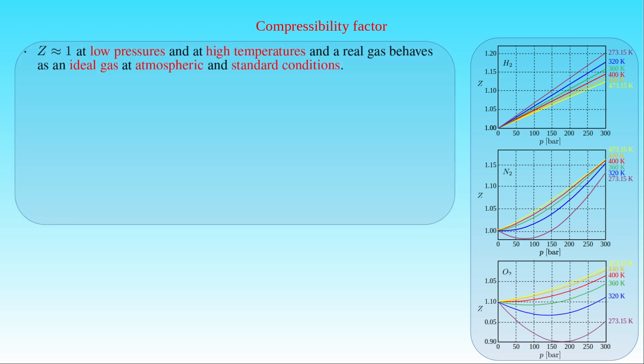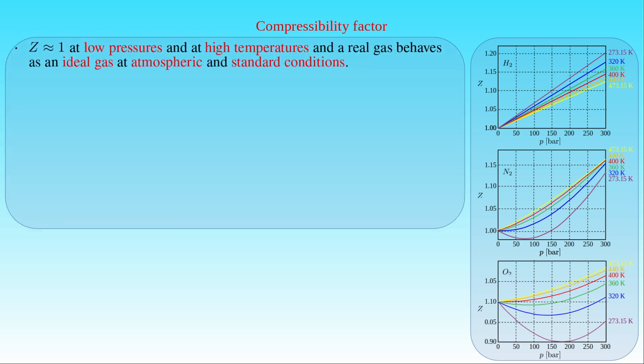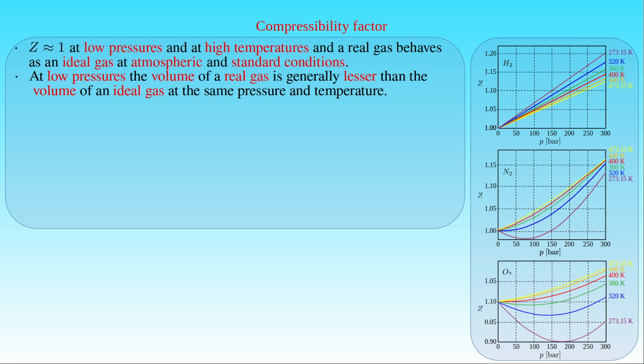All the 3 diagrams show that the compressibility factor is approximately equal to 1 at low pressures and at high temperatures, and real gases behave as an ideal gas at atmospheric and standard conditions. We can also see in the diagrams of nitrogen and oxygen that at low pressures the volume of a real gas is generally less than the volume of an ideal gas at the same pressure and temperature. This property makes a real gas highly compressible at low pressure, that is, the gas can be significantly reduced in volume when subjected to relatively small pressure.